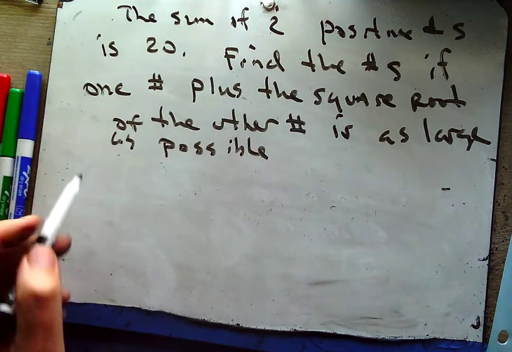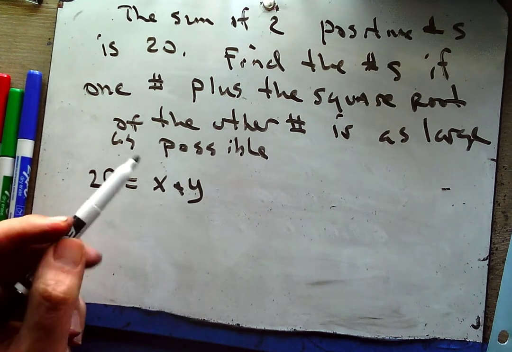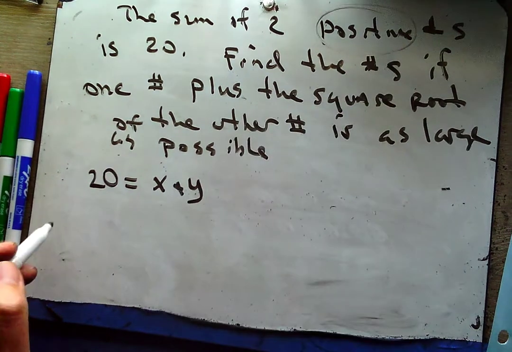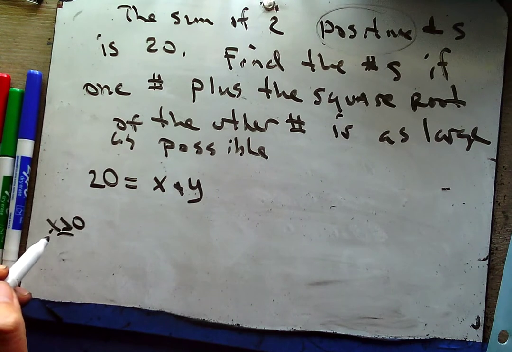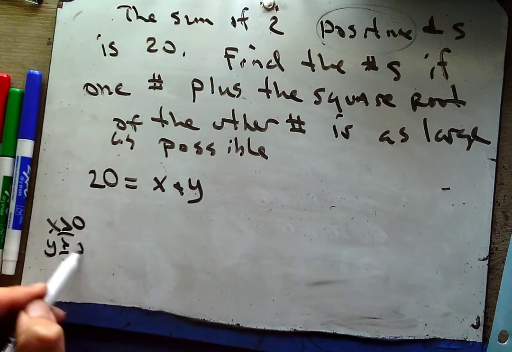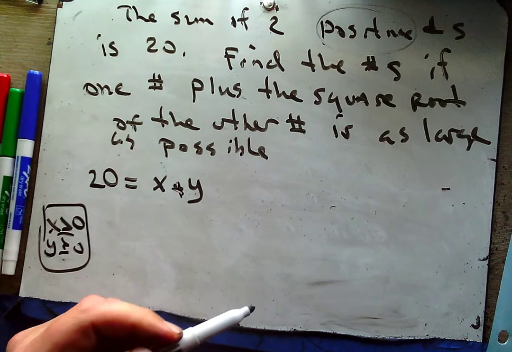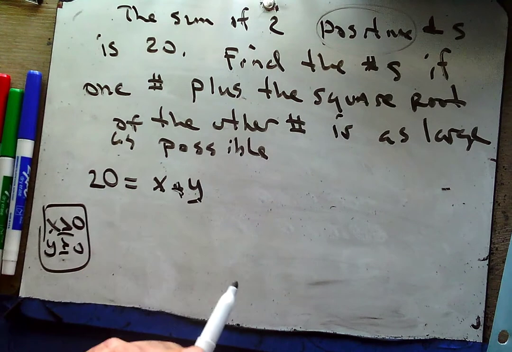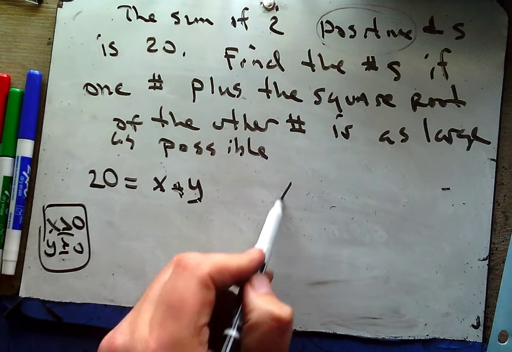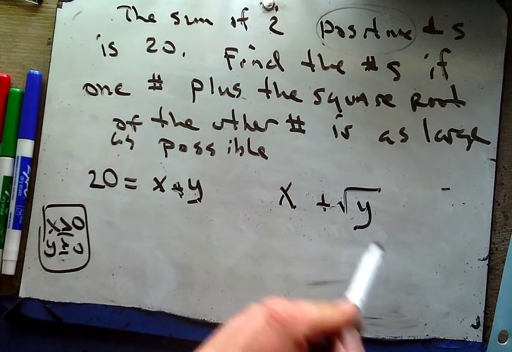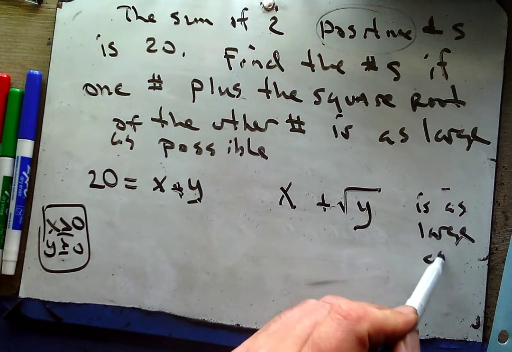There are 2 numbers that add up to 20. So 20 equals x plus y. We're told that these have to be positive numbers. So x has to be greater than 0, positive. 0 is a positive. And y has to be greater than 0. So these are little sort of constraints on us. We can only add positive numbers to get that. Can't have negative 1, positive 21. We also have this other tidbit here that one number plus the square root of the other number is as large as possible.